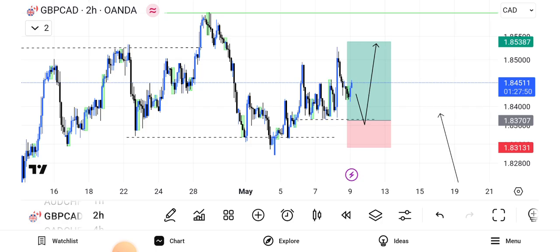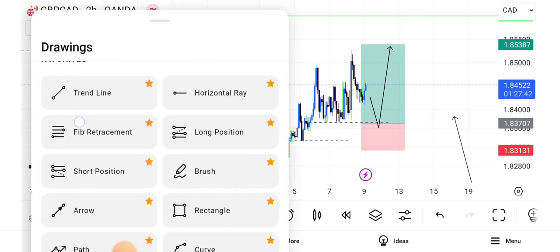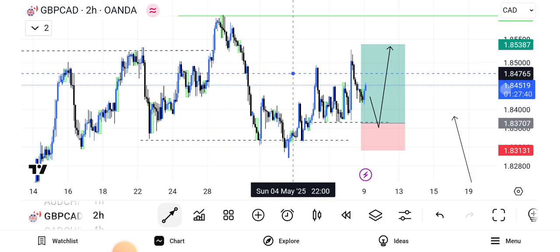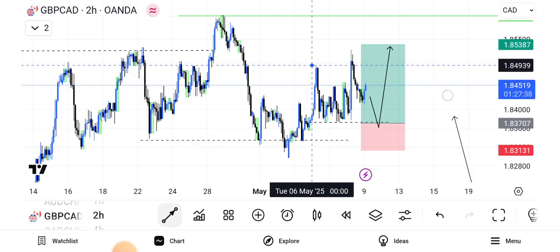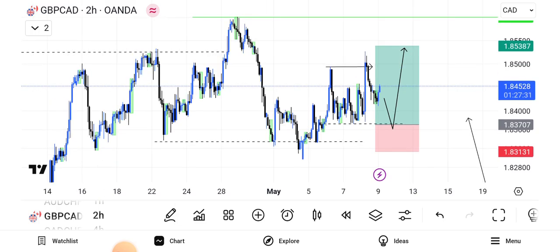Another reason why I'm buying this GBP CAD here is because we got a break of structure to the upside again. If you look right here, you see that price gave another break of structure to the upside. So meaning that price is respecting the current internal structure, which is price is buying.